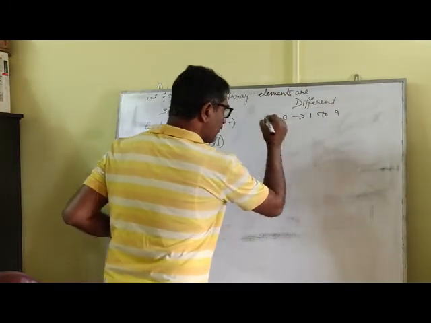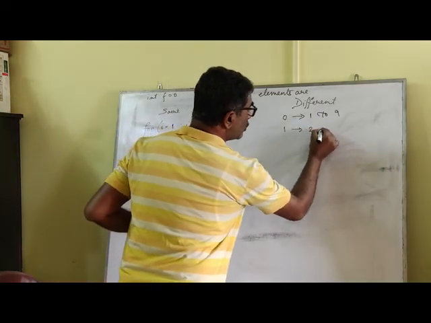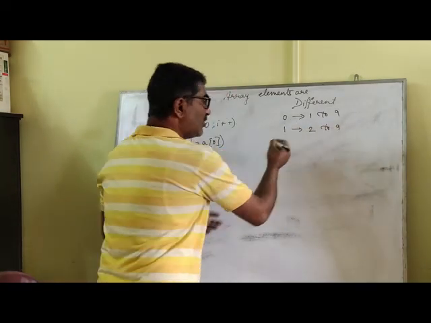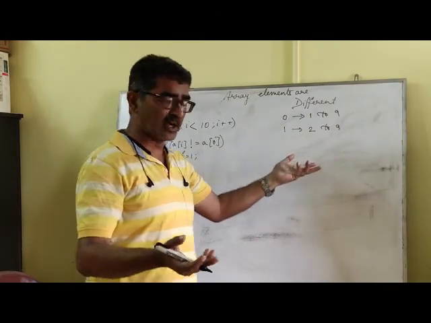Next, I take the number at index 1. With whom do I compare? I am going to compare it from 2 till 9. Why don't I do it previously? Because previously I have already compared it. So there is no point in checking out there.